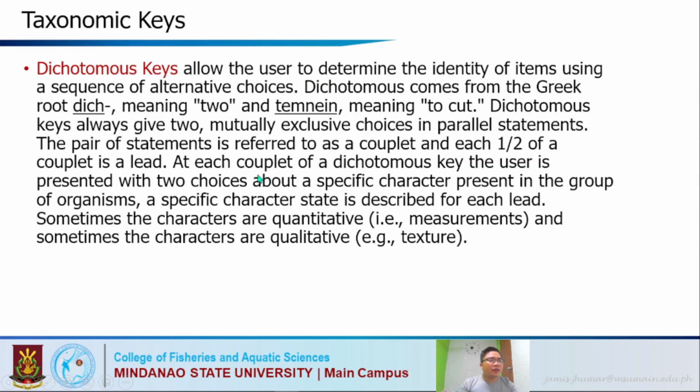And then in classifying organisms also, we have what we call the dichotomous key. The dichotomous key basically is being used popularly in the science of taxonomy. No? In your laboratory activity, in task five, you are going to identify, I have given a set of instrument, and then you're going to identify a particular species based on that particular instrument. No, so dichotomous key basically gives two mutually exclusive choices in parallel statements. A pair of statements is referred to as a couplet, and each half of the couplet is a lead.